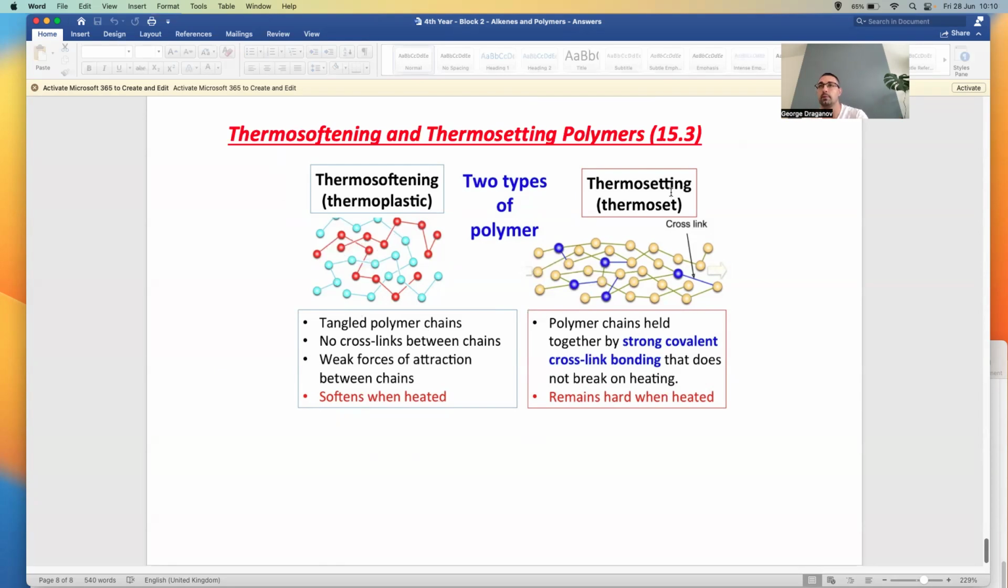So the thermosetting polymers have strong covalent bond cross-links, which take extremely large amounts of energy to break. So they remain hard when heated. The only thing they might do is char or blacken. Okay, that's because soot forms. But the main thing is they don't get soft when heated. Obviously, if you put them, I don't know, at a temperature as high as the sun, everything will melt, but we're talking about reasonable conditions.